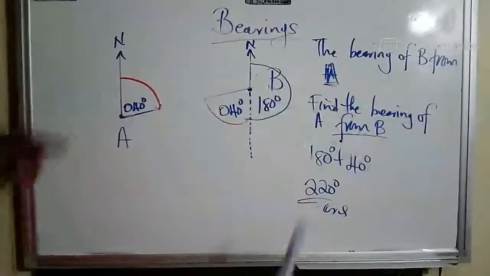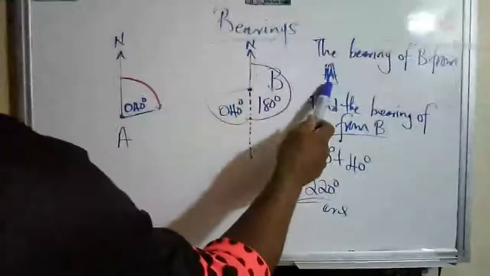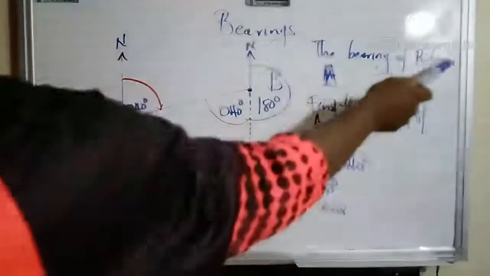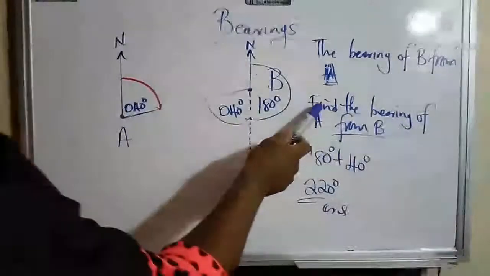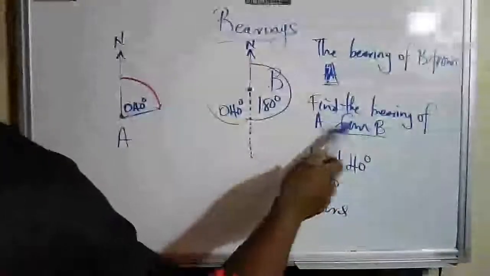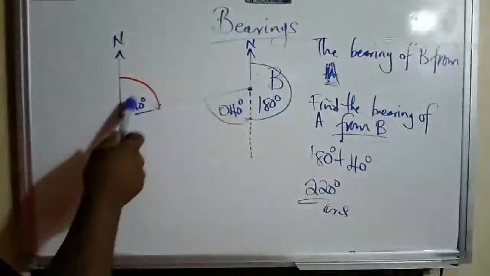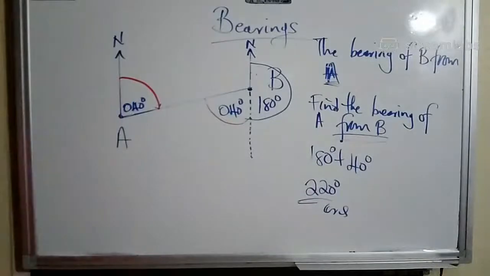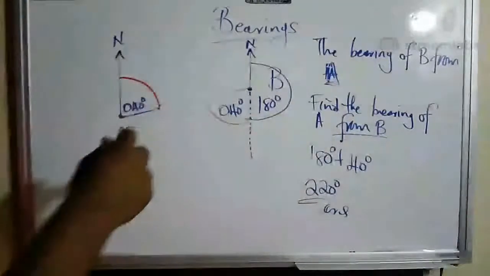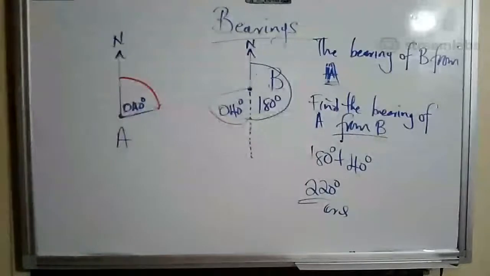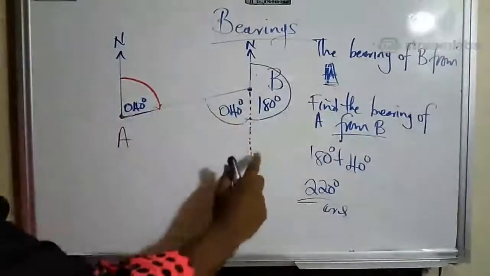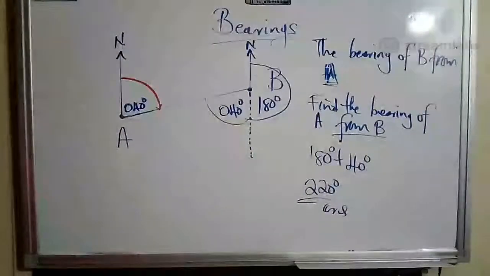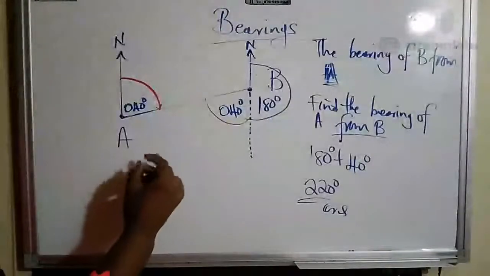The "from" tells us where the angle we're looking for is. So if it's from A, that means from A. And this one that we did was to find the bearing of A from B, given that this one is 40. We just extend the north line and say a Z angle is formed, and that is called an alternate angle. So let's write that.